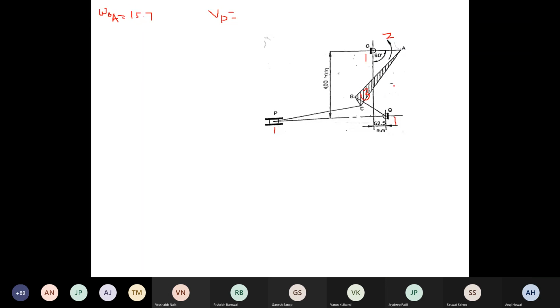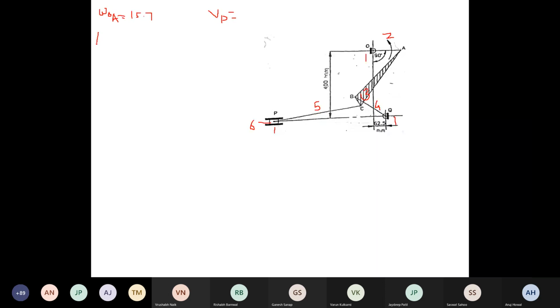Correct? Now third link is connected to which link? Third link is connected to BQ. BQ is the fourth link. Then again third link is connected to another link. Which one? CP. PC is the fifth. And last one, at the end of CP there is a slider. This is your slider, is your sixth link. Got it? Is it right? समझ में आया कि नहीं?